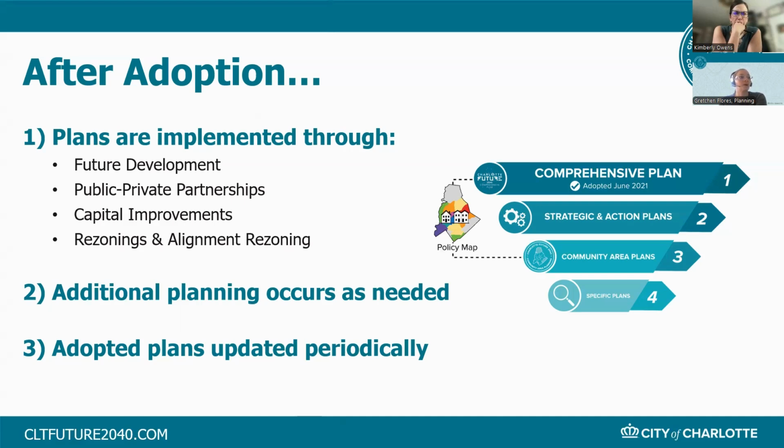The other way is through public-private partnerships, and us partnering with developers on some of these gaps. Capital improvements is another key way this would be implemented. So if there are some dollars that the city has to allocate to some of the capital improvements, we can then look at these specific geography needs and see what those are. And then rezonings and alignment rezoning. Rezonings would happen on the private side, and the alignment rezoning piece would be something that's undertaken by the city. That's another way that these can be implemented.